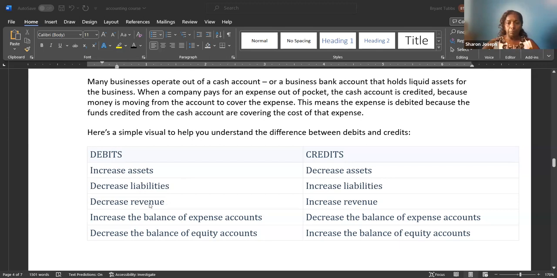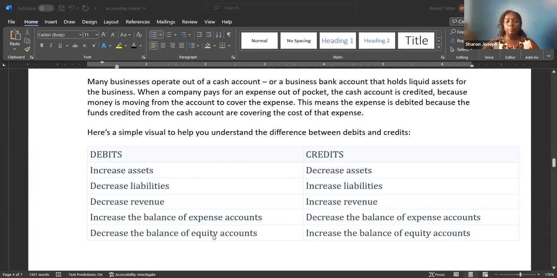Moving on to revenues. So when we look at the income statement, we know that a revenue, for instance, a sale, has a natural credit balance. So to decrease a revenue, we would debit it, and to increase a revenue, we'd credit it. The opposite of the revenue on the income statement is the expense account. So the expense accounts have natural debit balances. Therefore, to increase an expense account, we would debit it, and to decrease an expense account, we credit it.